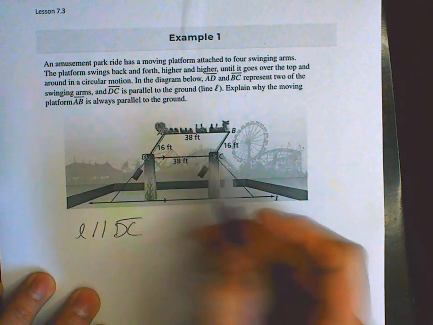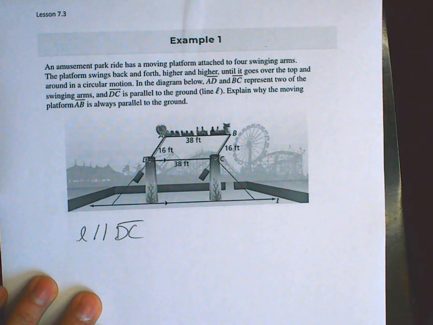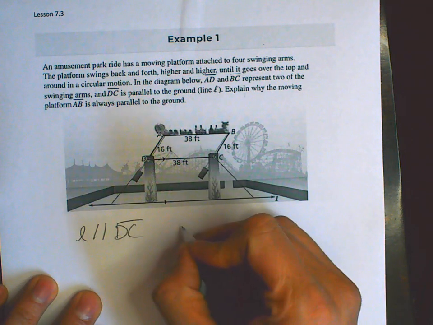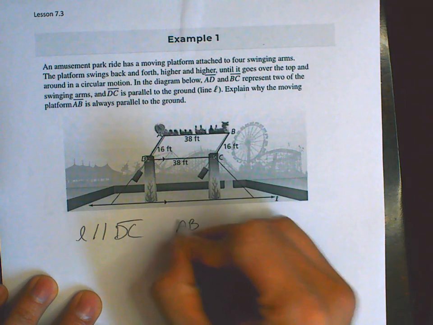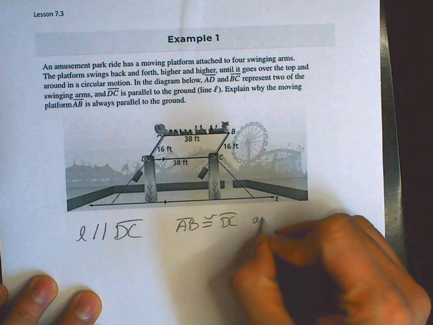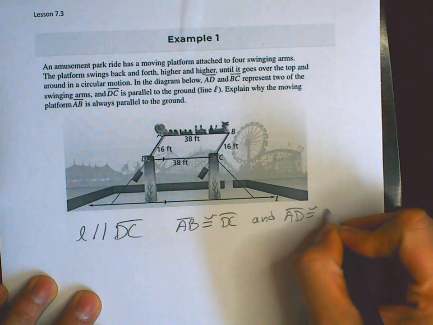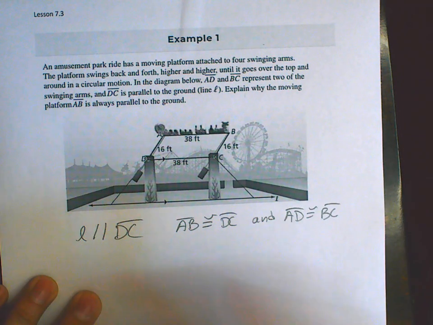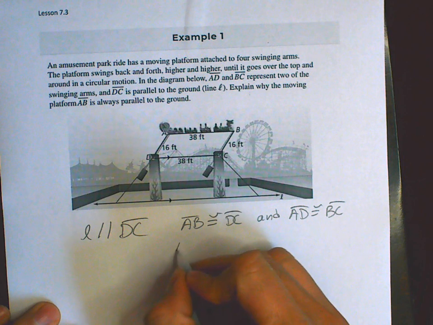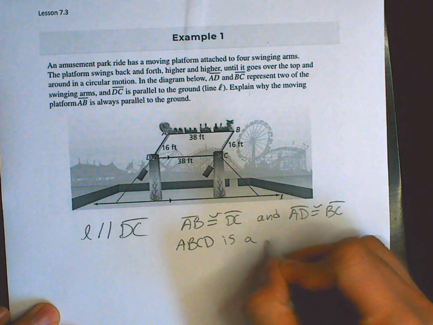If you look at quadrilateral ABCD, the opposite sides of the quadrilateral are congruent, which means this is going to be a parallelogram. Because AB is congruent to DC and AD is congruent to BC, because those 2 opposite sides are congruent, this is going to imply that ABCD is a parallelogram.